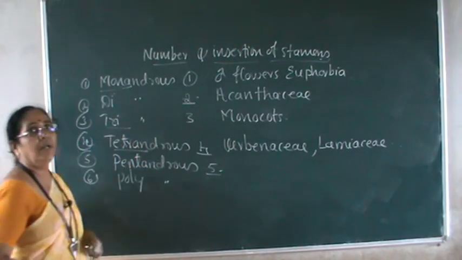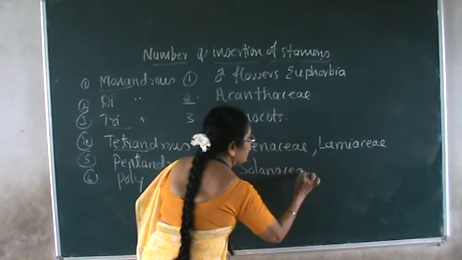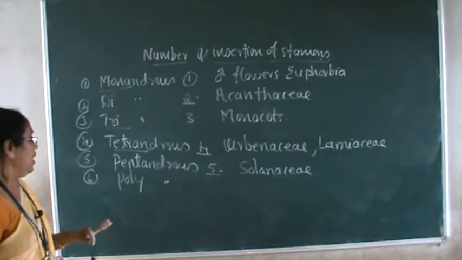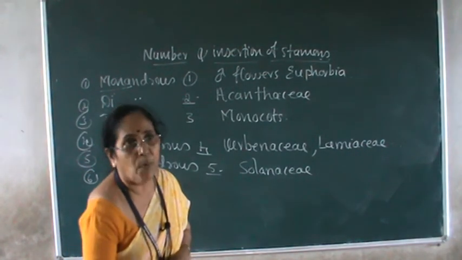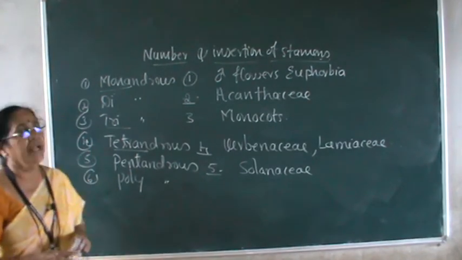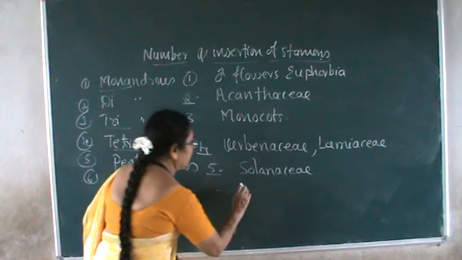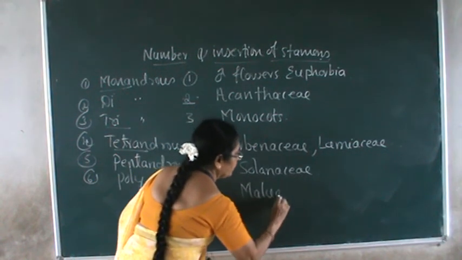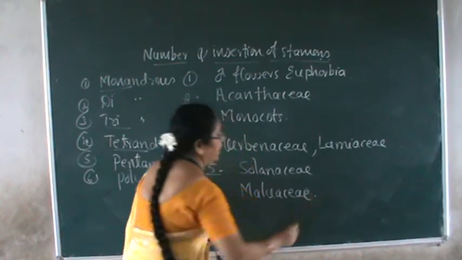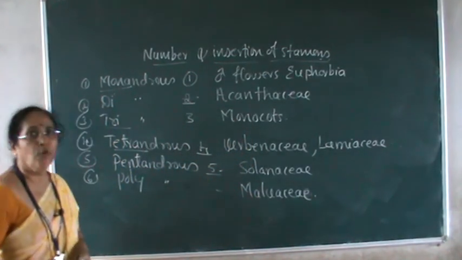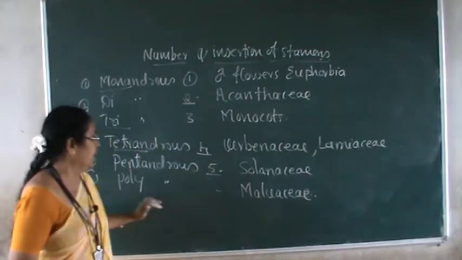You can write it here. The members of Solanaceae are an example for the flowers having five stamens in one flower. And polyandrous, if the flower contains more than five stamens, in that case it is to be described as polyandrous in nature. Many stamens, for example, the Malvaceae family members. Malvaceae family members are characterized by many number of stamens. Annonaceae, Magnoliaceae, Nymphaeaceae are also examples for the flowers having many number of stamens.